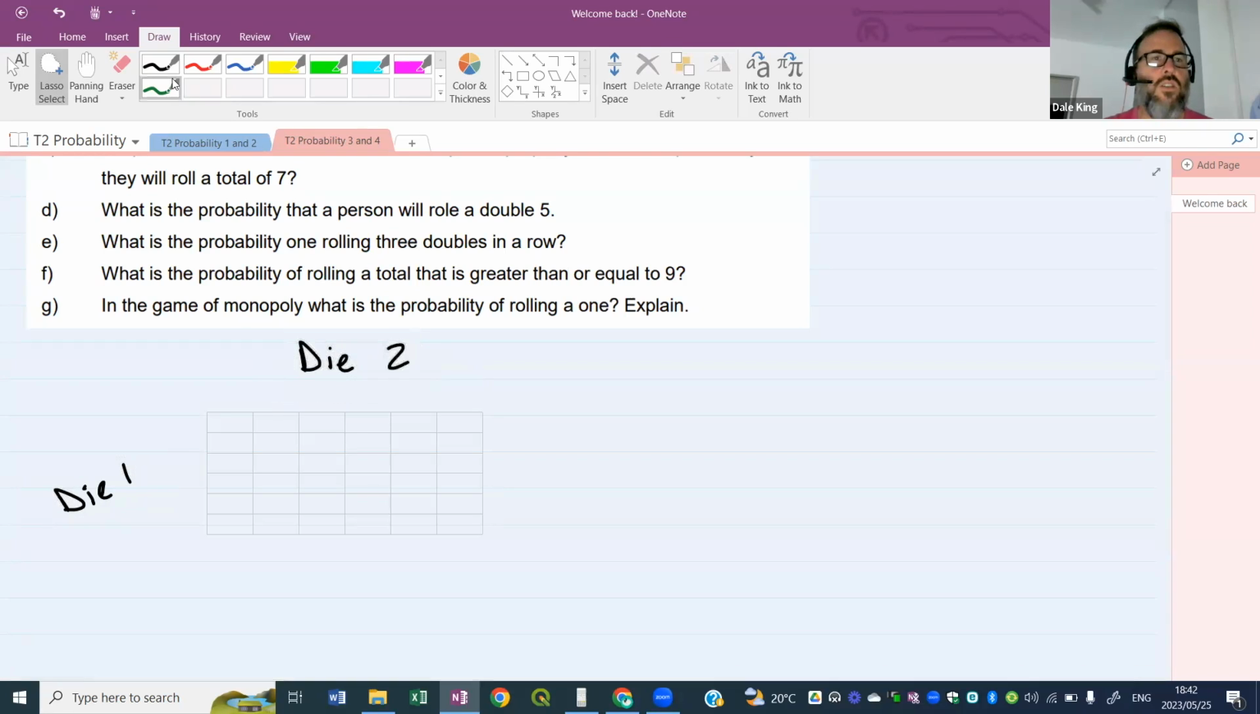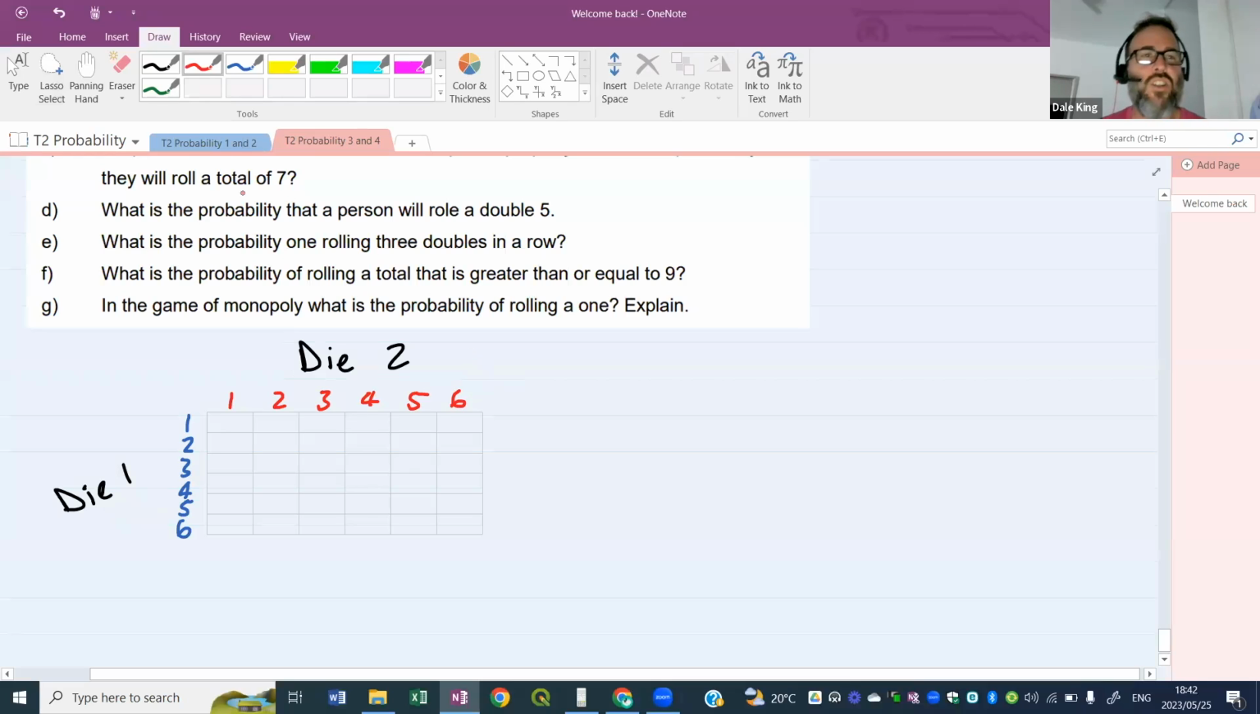They call this a contingency table or a two-way table, all right? So on die 1, I'm going to do it in blue, we have 1, 2, 3, 4, 5, 6. And die 2 is going to be the red. It's 1, 2, 3, 4, 5, or 6. These are the possibilities on each die. So if we go to the first cell over here, this is the first possibility, getting a 1 on the blue dice and a 1 on the red one. So that's 1 and 1.